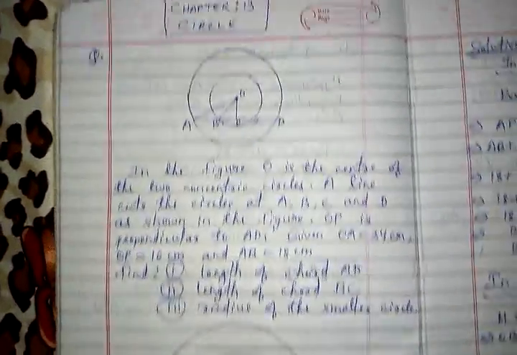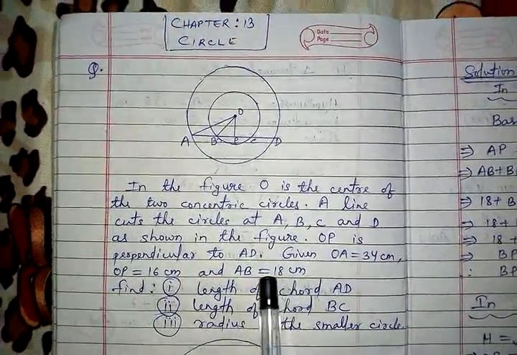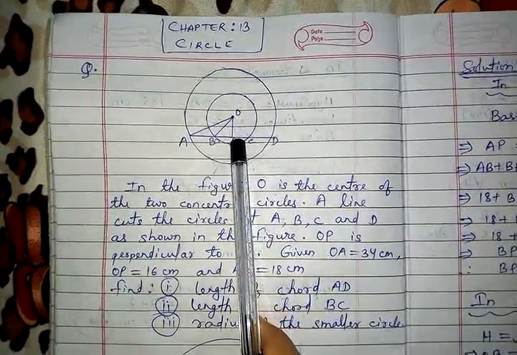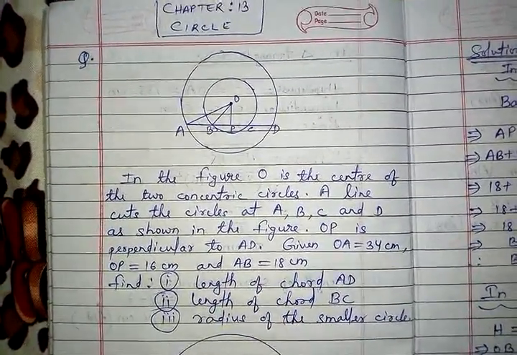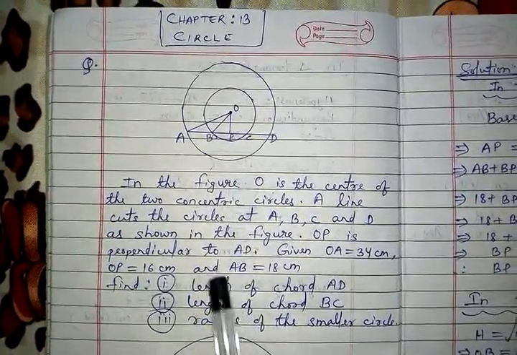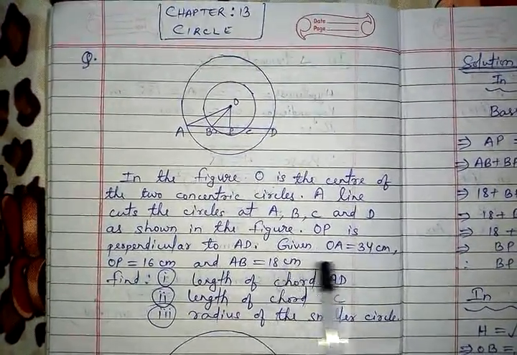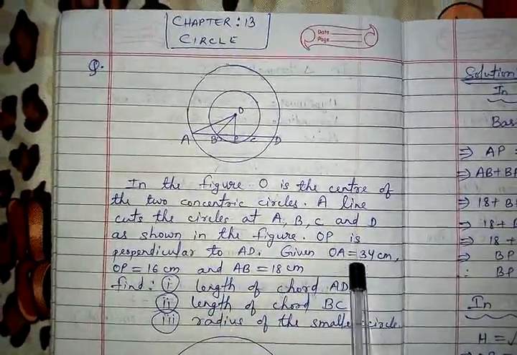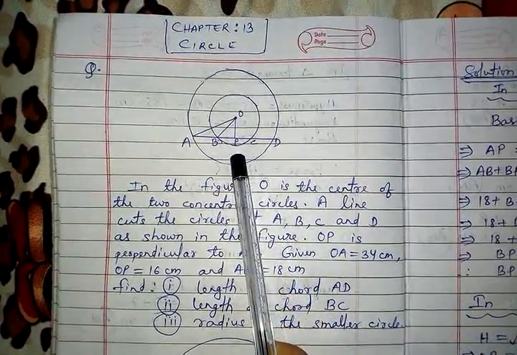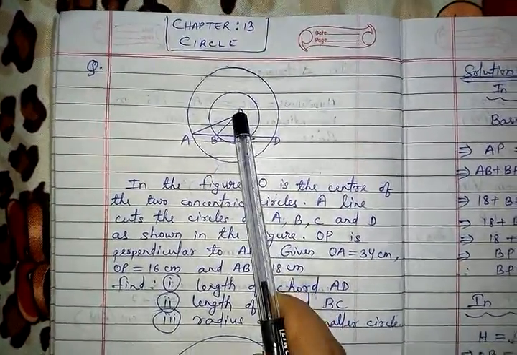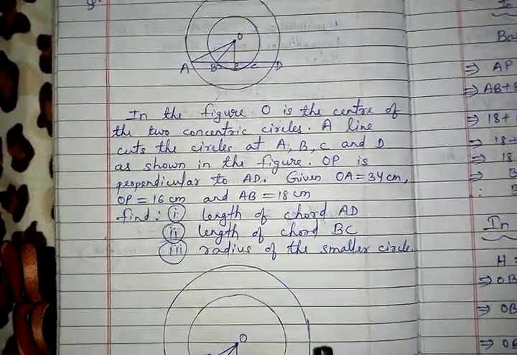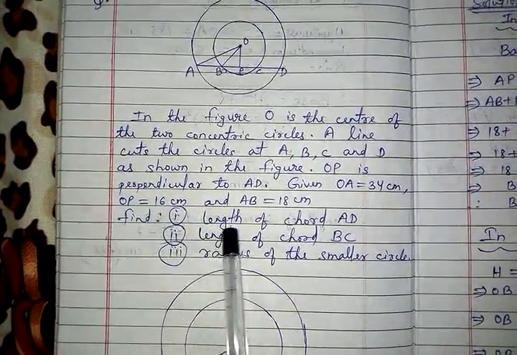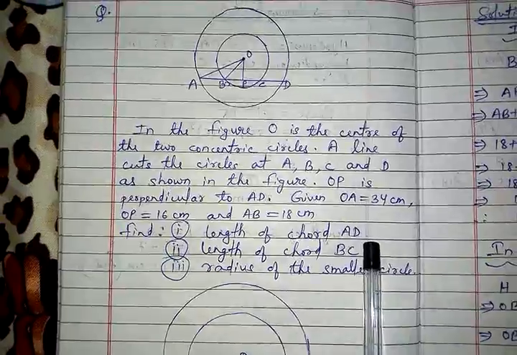And even if they don't say perpendicular, we all know any line coming from the center of the circle and whenever it touches the chord, it is perpendicular. That means it makes 90 degrees. We all know that theorem. Now given OA is 34 centimeter, OP is 16 centimeter, AB is 18 centimeter. Now the question is, find the length of chord AD.